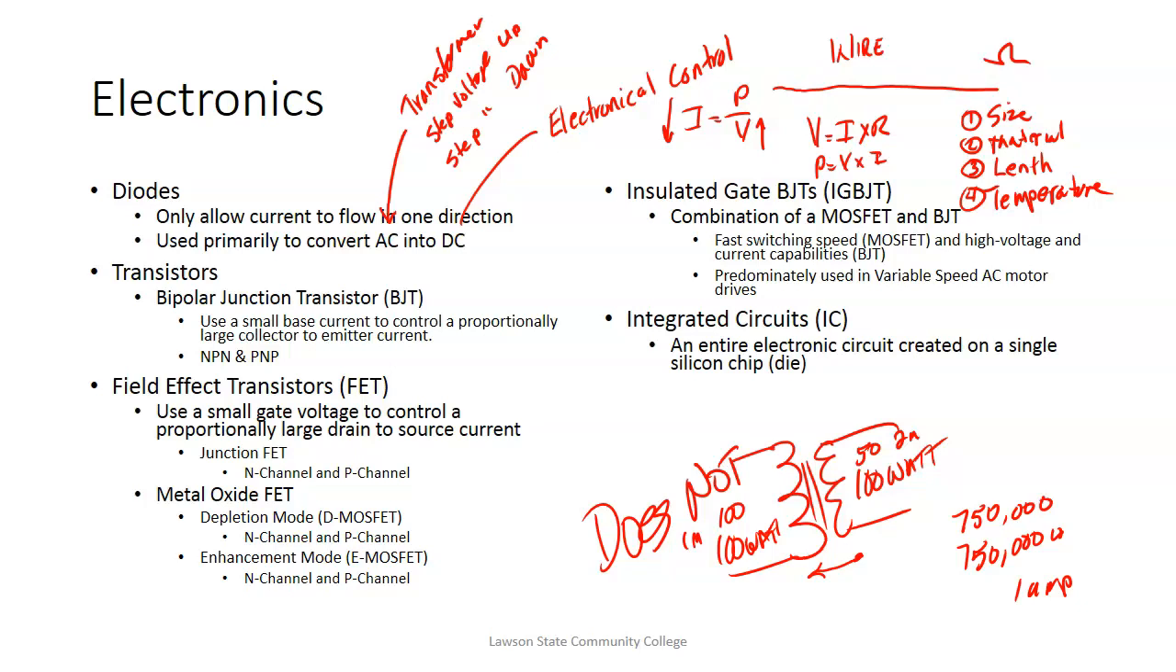We have transistors. These are our electronically controlled switches. A small base current controls a proportionally large collector current, and that's not very important. What we need to know is when we get into sensors, they're going to talk about NPN sensors and PNP sensors. And we'll look at that and see what they mean when we get into programmable controllers. Then we have what we call FETs. These are field effect transistors. These are, by the way, transistors are current valves.